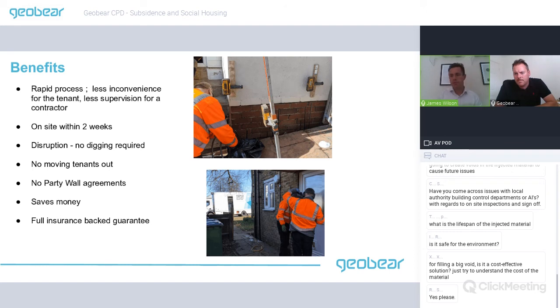Yeah, so very, very deep, but we can inject definitely to 7 or 8 meters. That depth covers 95%, probably 99% of subsidence in the UK. There's that odd problem where you've got a sinkhole at 20 meters, where our solution might not be the best.